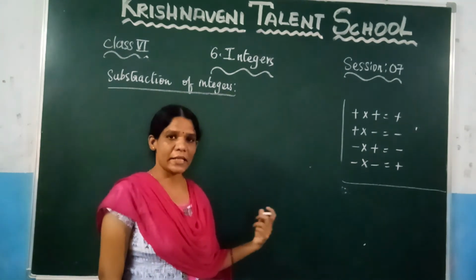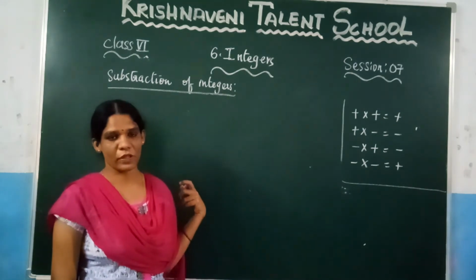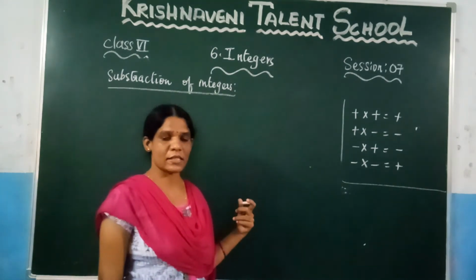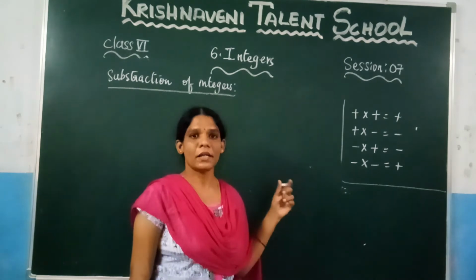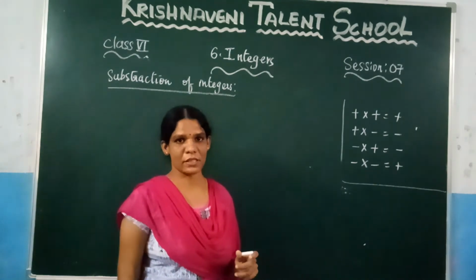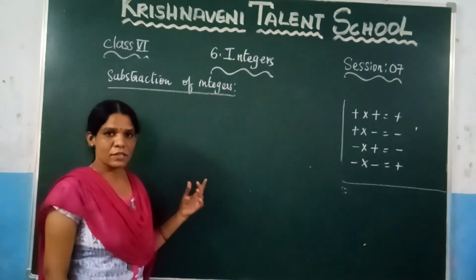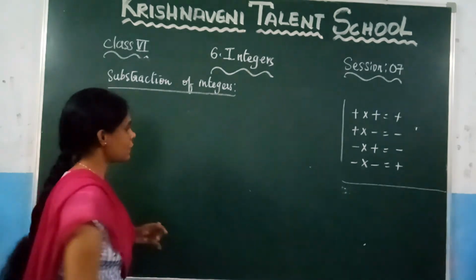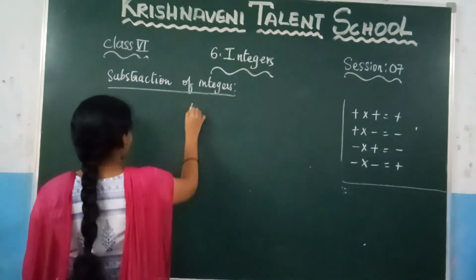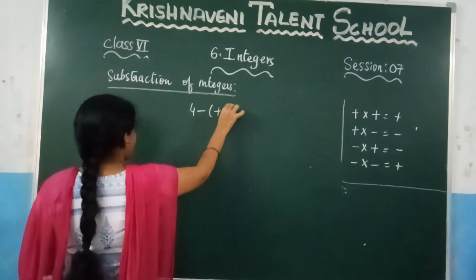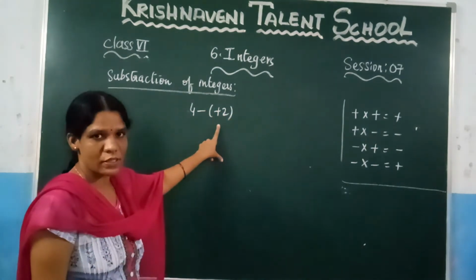If you are adding a negative integer, you need to go to the left side of a number line. That we have discussed while discussing the addition of integers. Now let us see the subtraction of integers. Let us do it by taking two examples. Let us consider 4 minus plus 2. Here we are subtracting a positive integer.